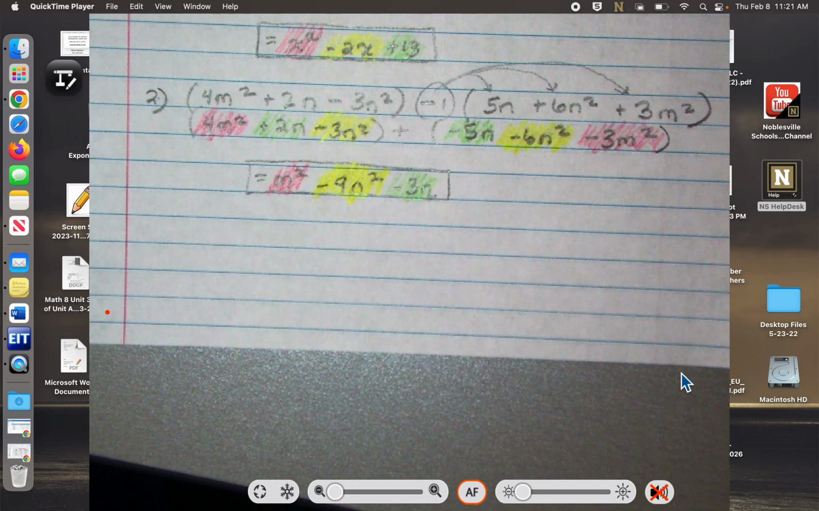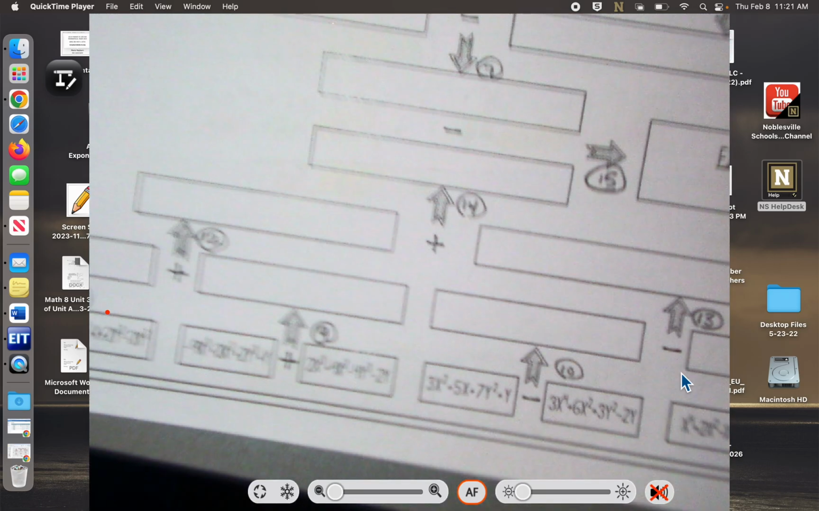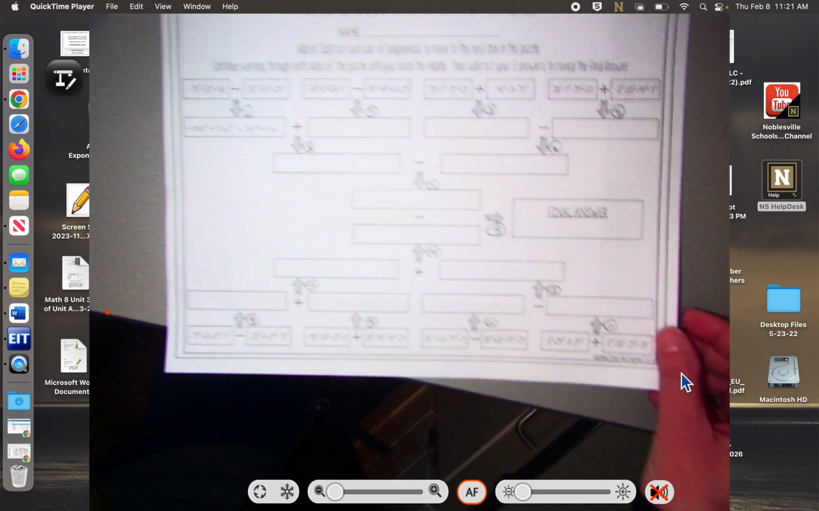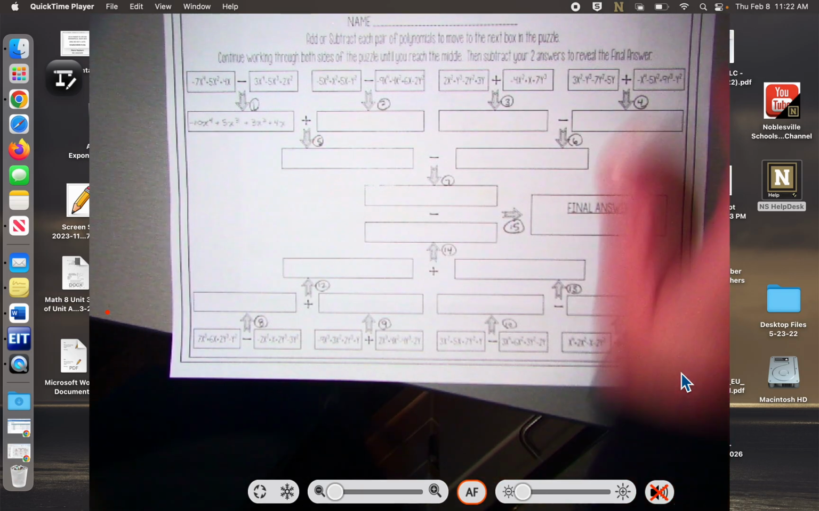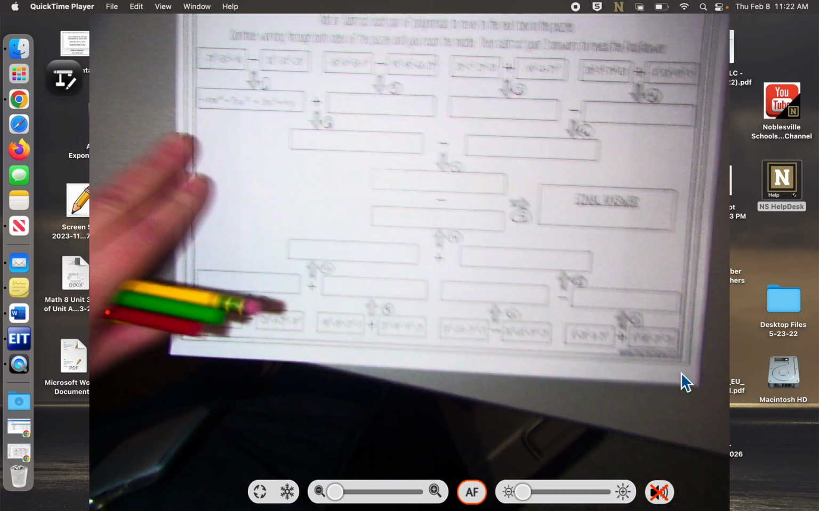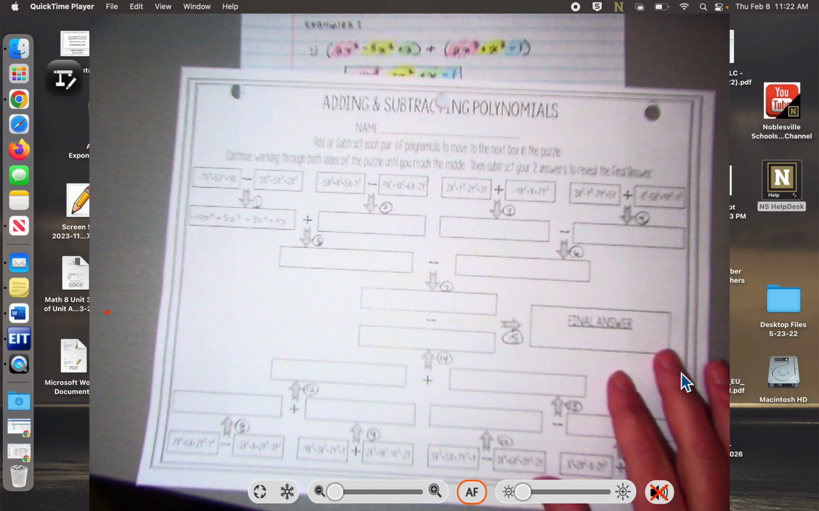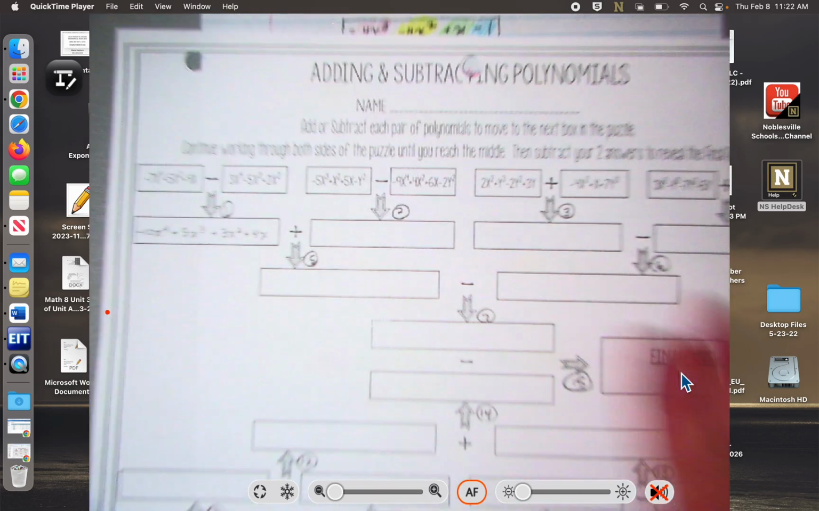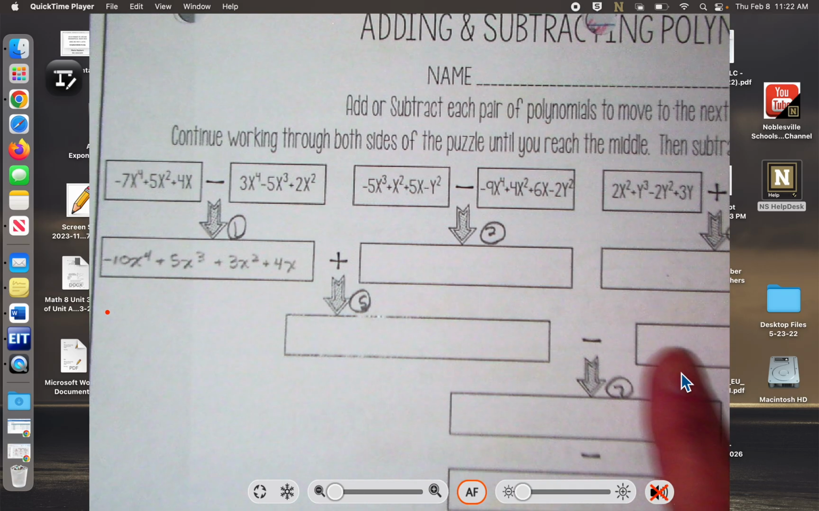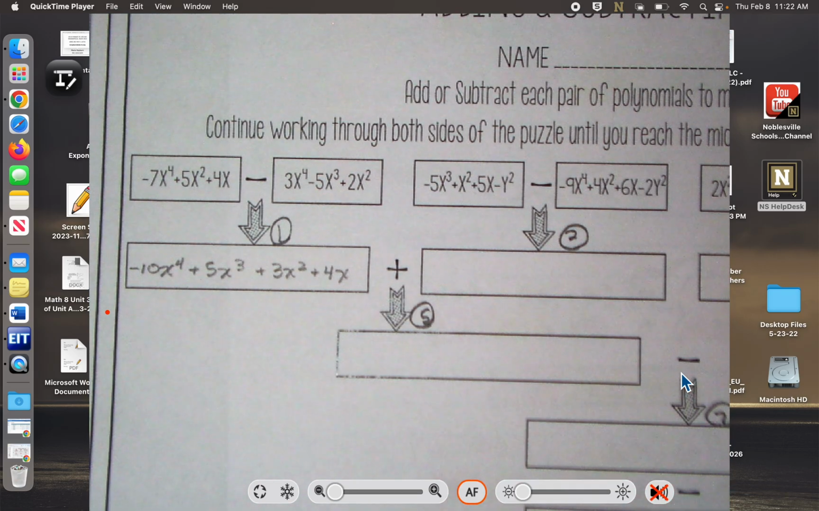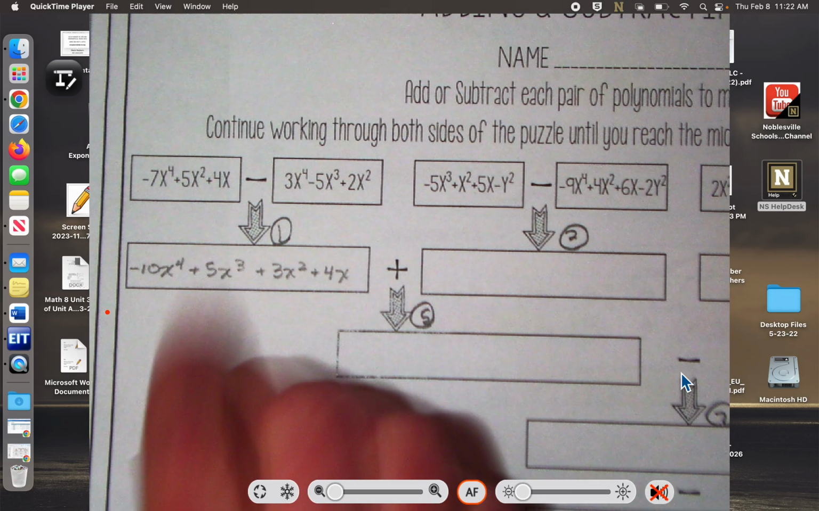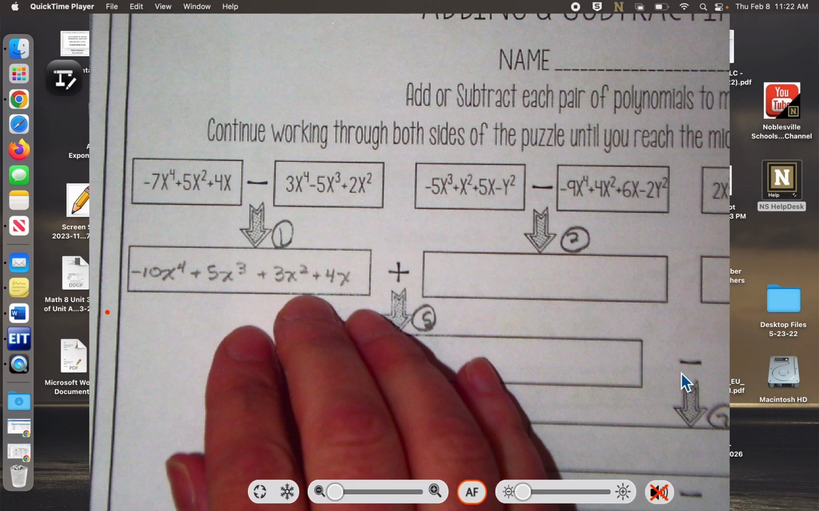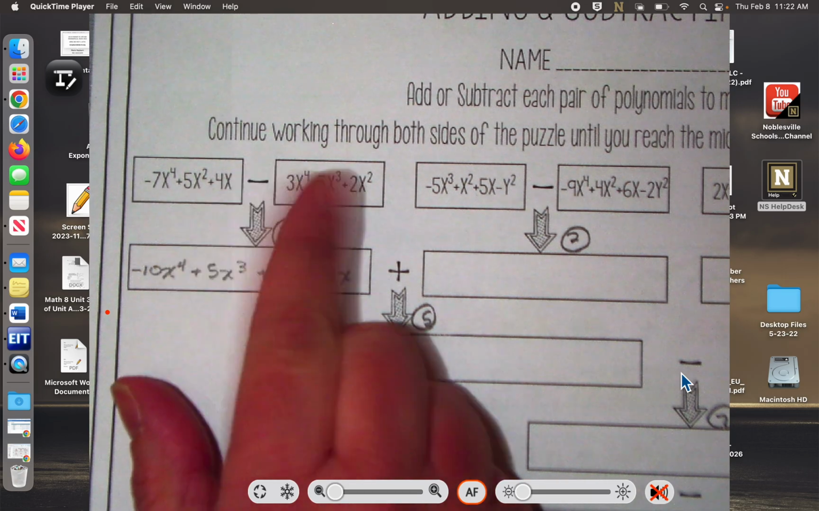Now here is what the practice looks like. Okay, let's talk about it. Nope. I'm going to zoom in on this so you guys can see what's happening. Okay. So it's kind of like a bracket, right? We all know in Indiana what a bracket is. Okay. So I did the first one for you where you would combine these.